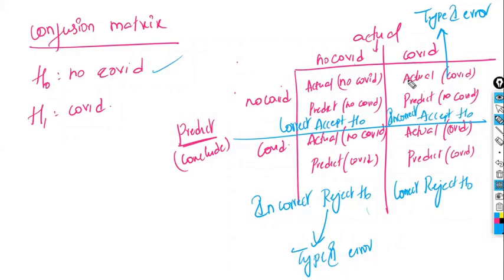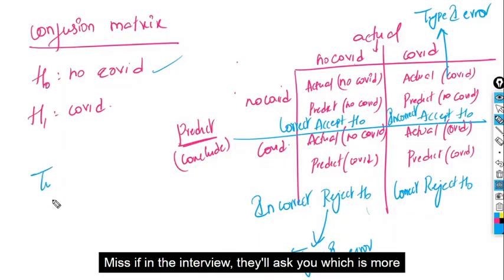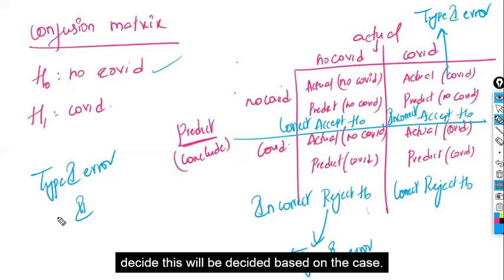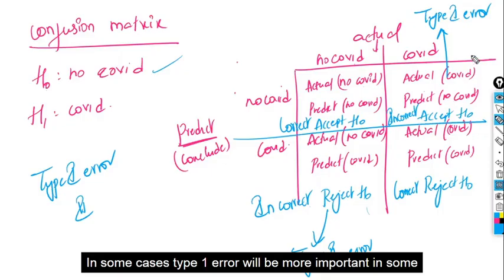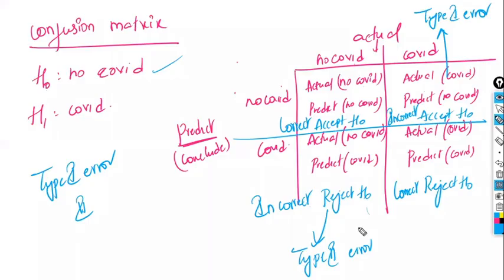This is more dangerous. So if in an interview they ask you which is more important, type 1 error or type 2 error, we can't decide. This will be decided based on the case. In some cases, type 1 error will be more important. In some cases, type 2 error will be more important.